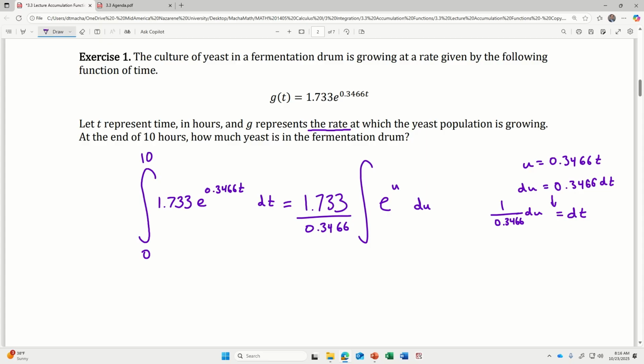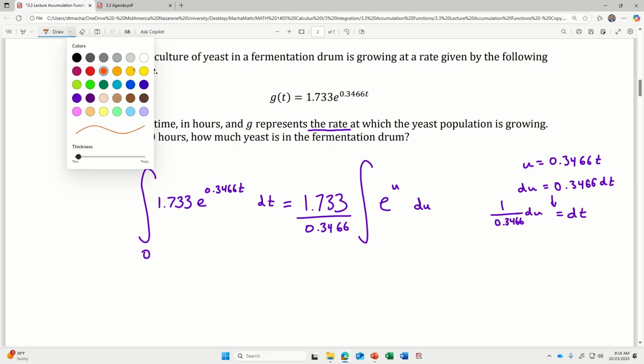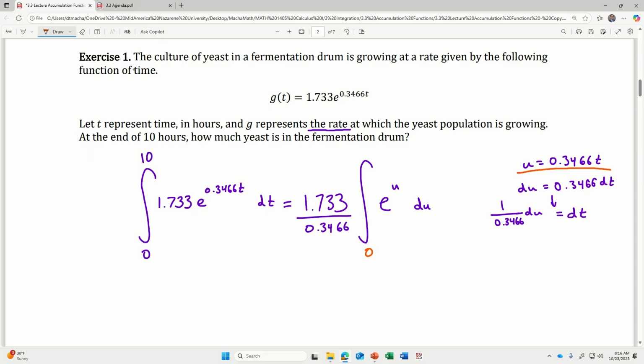Now I need to calculate my new lower bound, because this is substitution, right? And so for the new lower bound, I plug the old lower bound 0 into t here, and that's 0.3466 times 0. So my new lower bound is still 0. And when I plug in 10, the number 10, over here for t, I get 0.3466 times 10, which is 3.466.